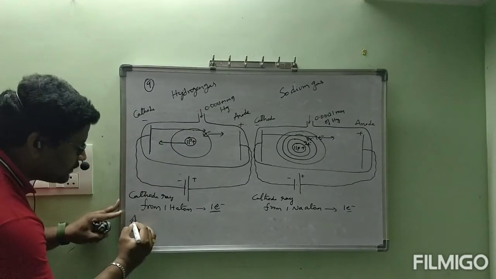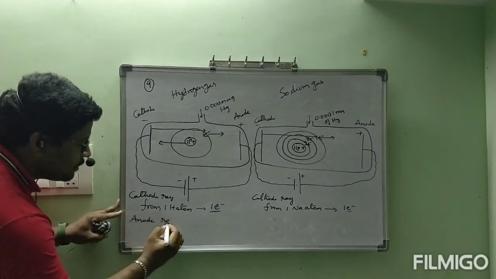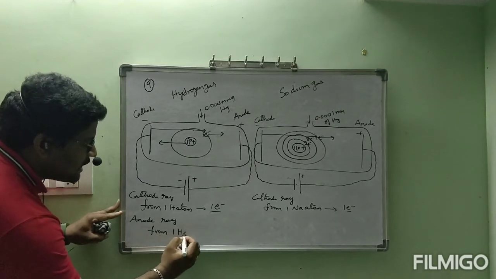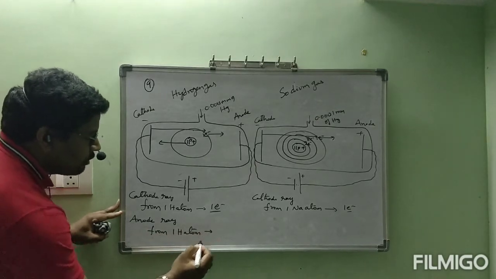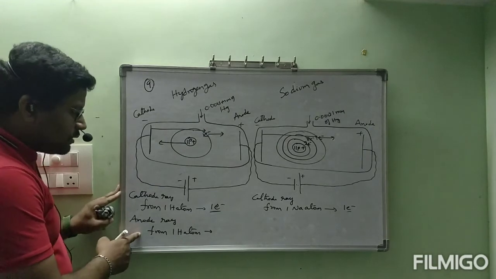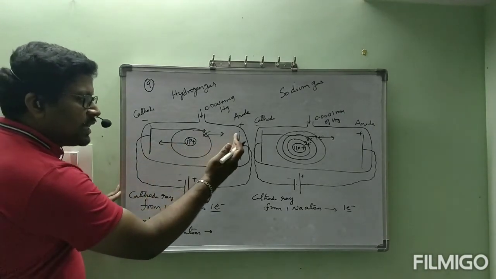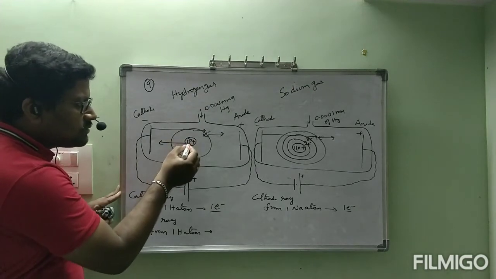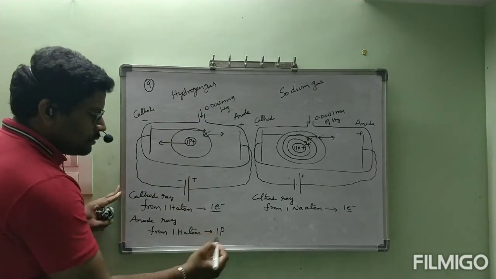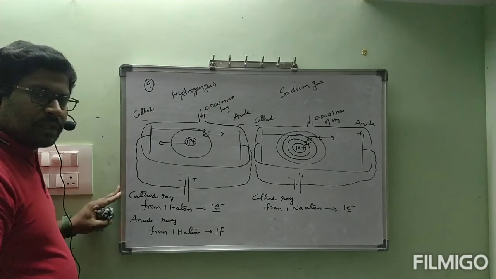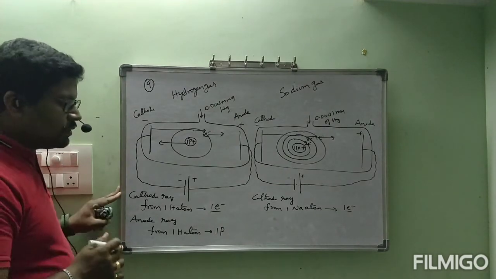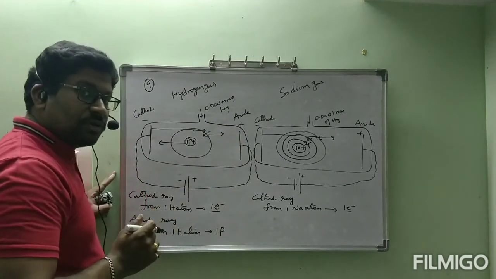So now I am writing: anode ray from one H atom. Anode rays travel from anode to cathode. Anode ray from one H atom contains one proton. Correct. Is it clear? Now coming to anode rays with sodium gas.